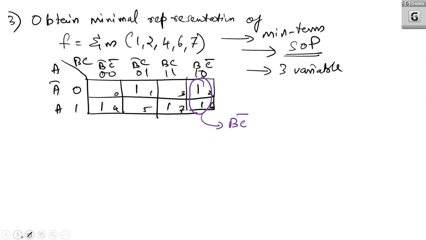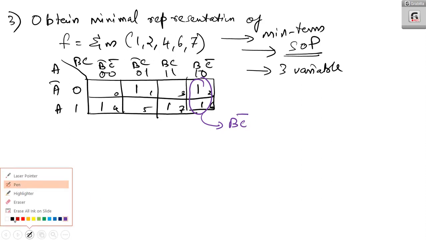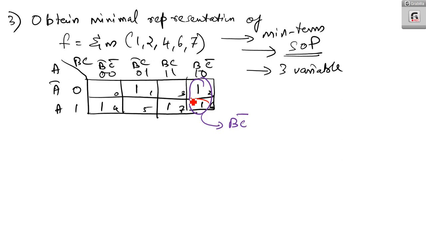Again, another pair. You can pair these two. If you are pairing those two, what do you get? A is common and B is common. Here you will get AB. Again, one more thing you can pair. You can pair this one and this one. What is common? A is common and in these two, C bar is common. So you will get A C bar.